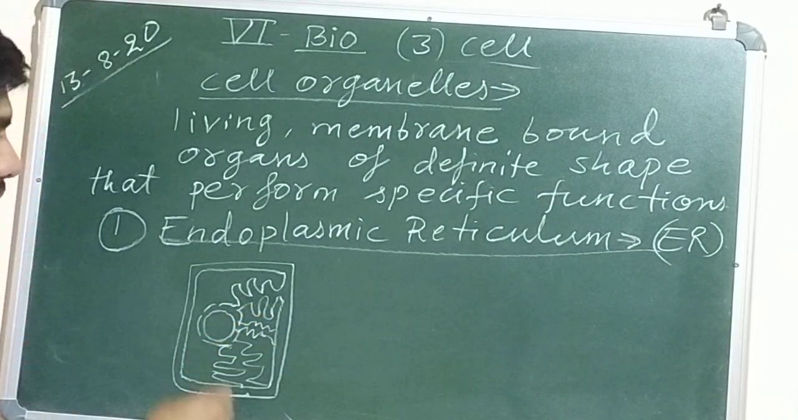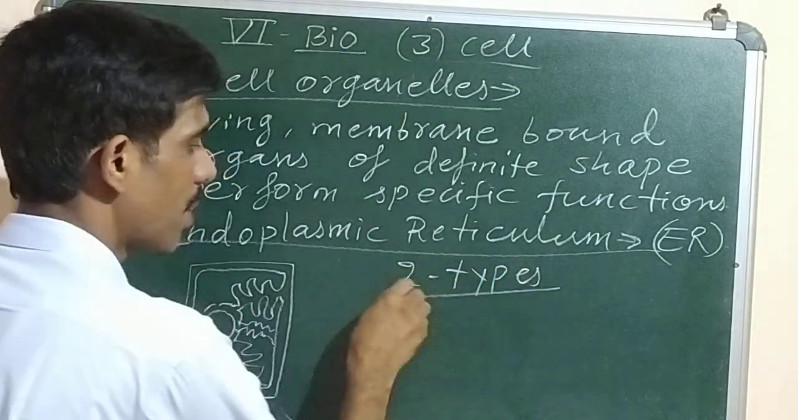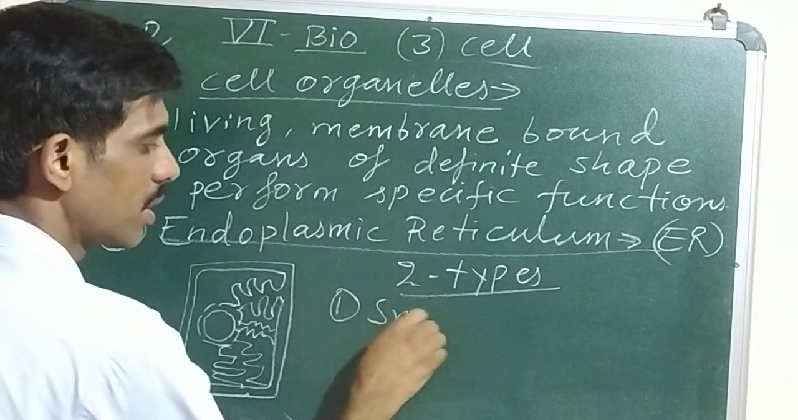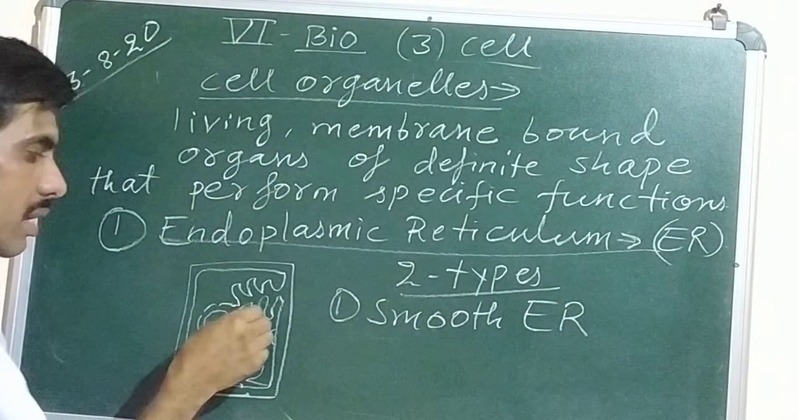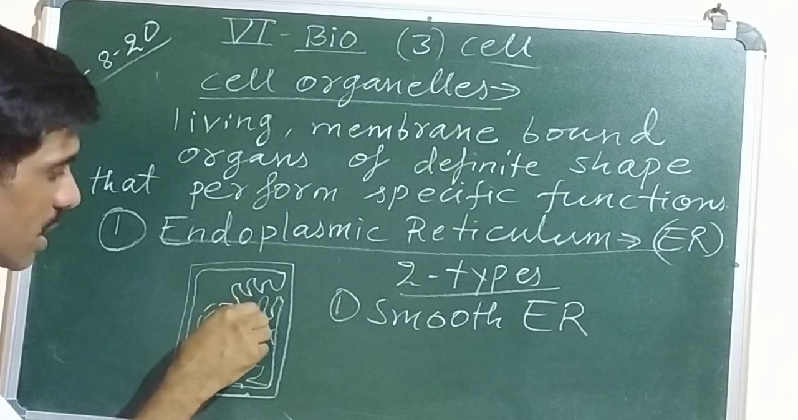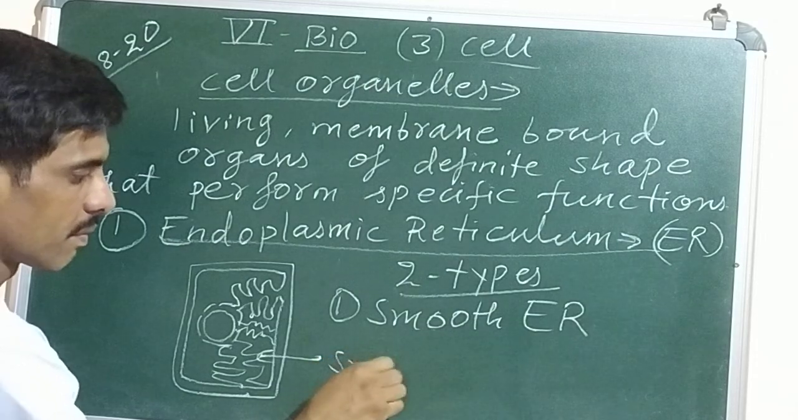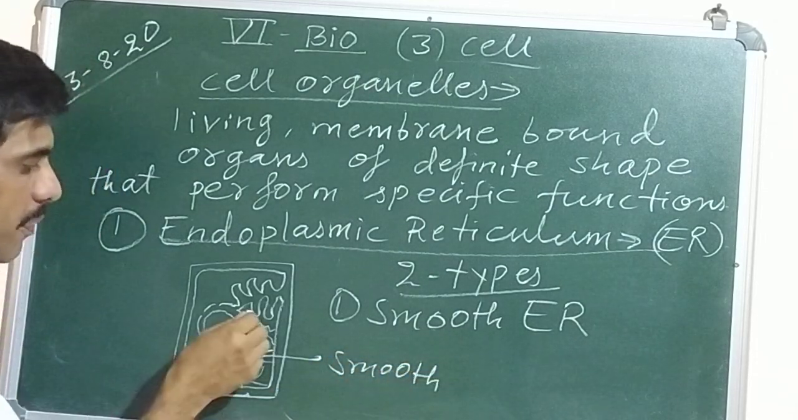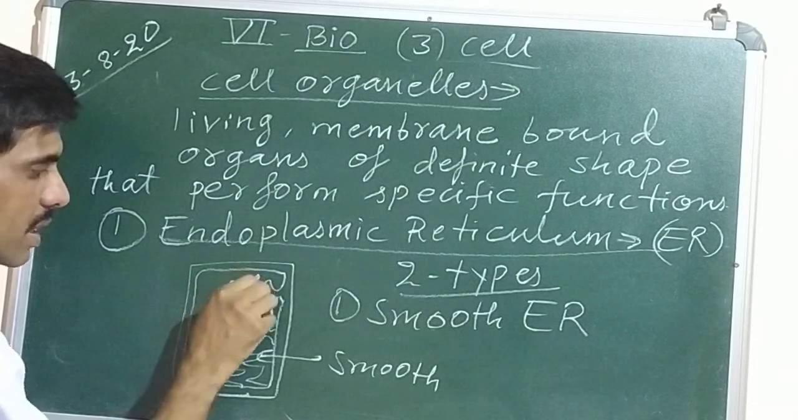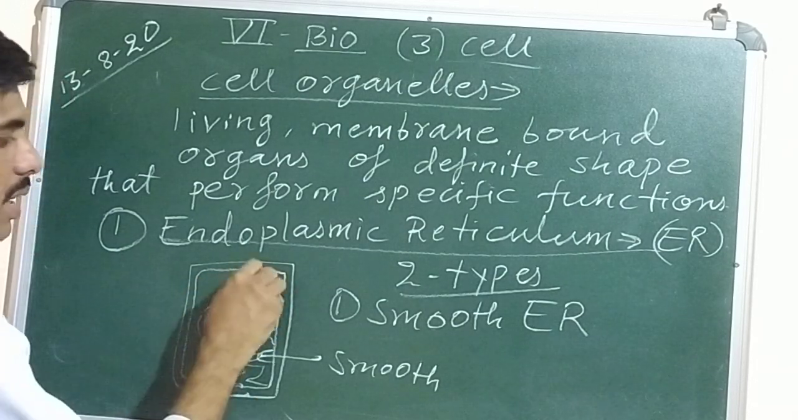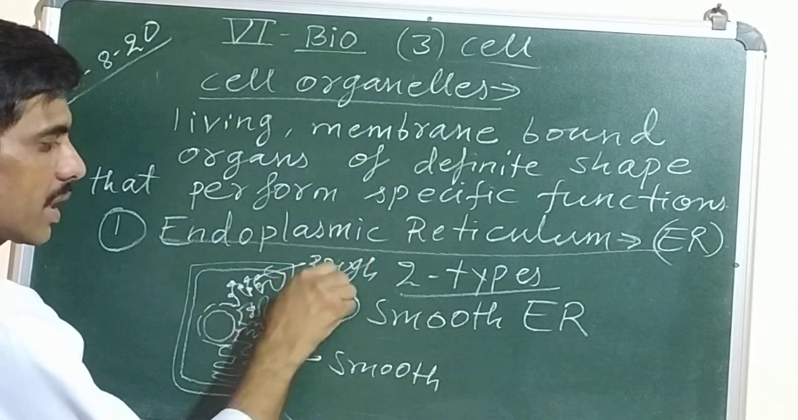Alright, and there are two types of endoplasmic reticulum. What are they? Number one is smooth endoplasmic reticulum. Smooth ER means such endoplasmic reticulum which do not contain ribosomes on its surface, like this one is smooth. And if ribosomes are present on the outer surface like this, such endoplasmic reticulum are called rough endoplasmic reticulum.